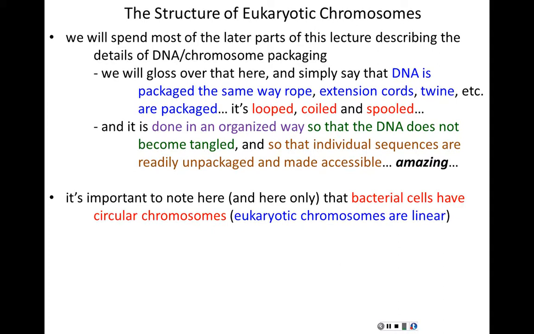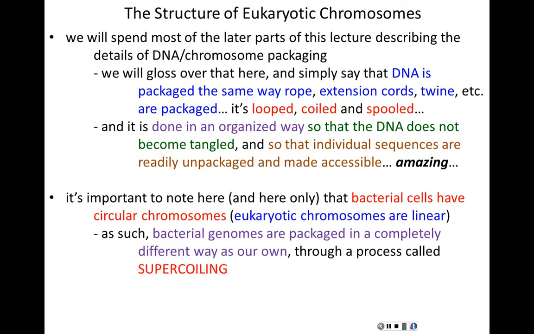It's also important to note here, and I will only note it here, that bacterial cells are not linear. Bacterial cells have circular chromosomes. The DNA that makes up a bacterial genome is circular, whereas our own chromosomes are linear. And so for that reason, bacterial genomes are packaged in a completely different way from our own. It's packaged through a process called supercoiling.